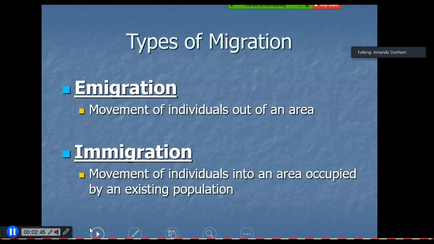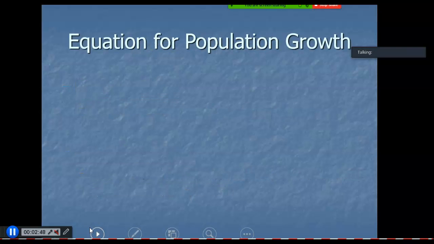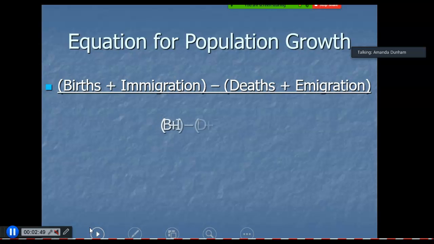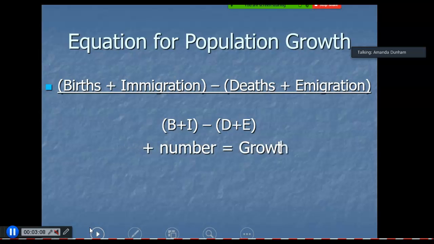Okay, move on. Equation for population growth. You take the births plus the people immigrating in, and you subtract the deaths and the people exiting the area, and you get the population growth of the area, whether it's an incline or a decline. So if you have a positive number, you have growth. If you have a negative number, you have a decline.